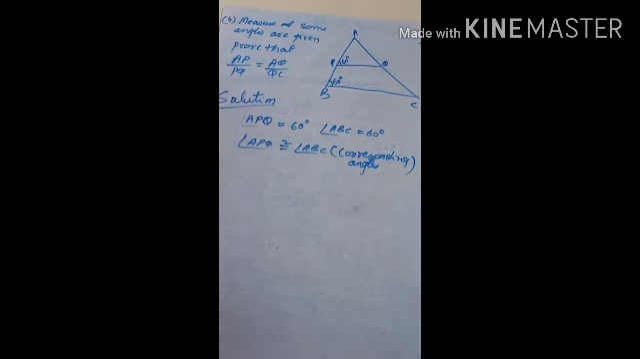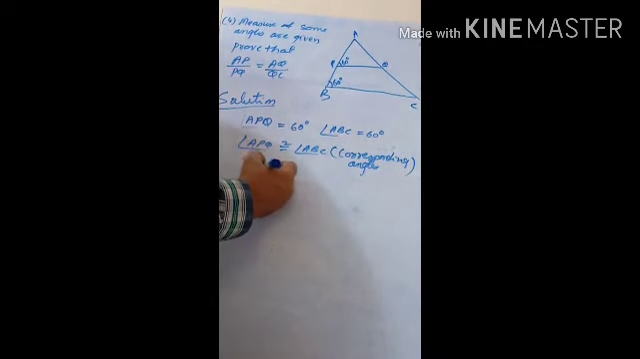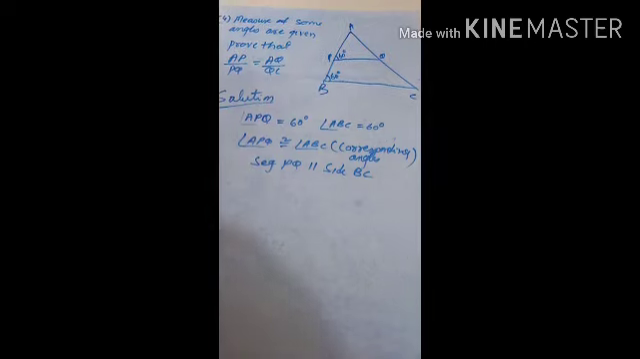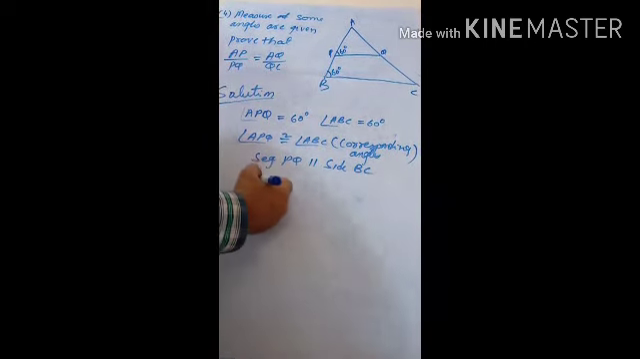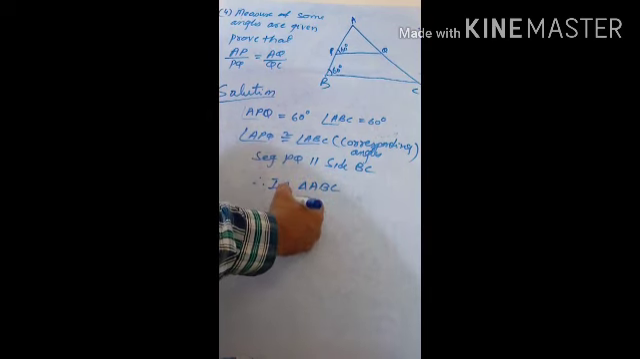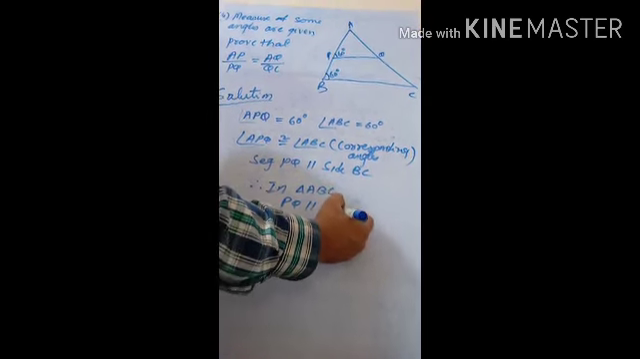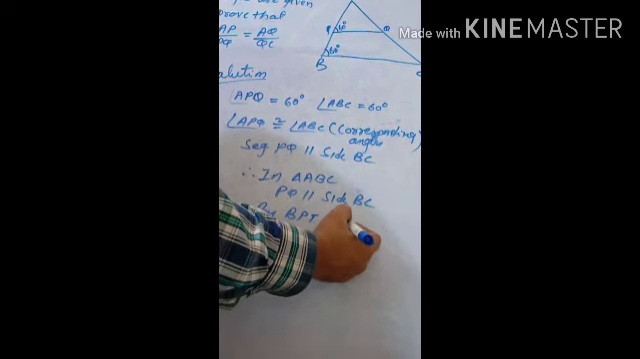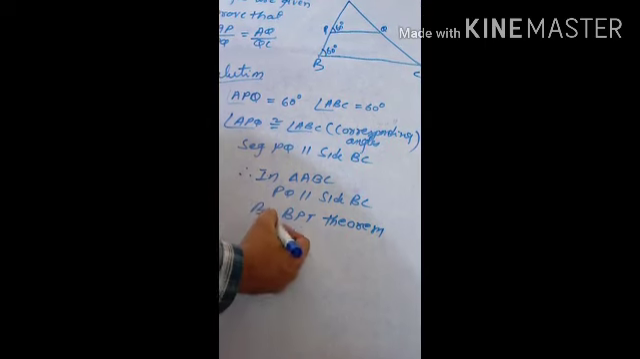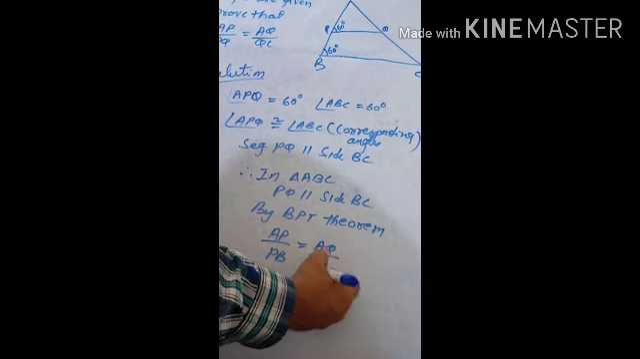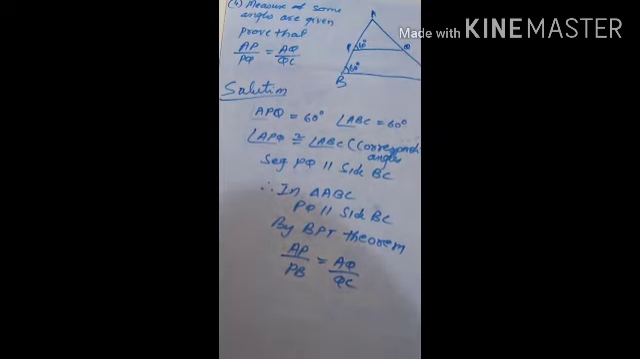So, by the converse of corresponding angles, when two angles are corresponding and they are congruent, corresponding angles are always congruent. So, segment PQ is parallel to side BC. Therefore, in triangle ABC, PQ is parallel to side BC, therefore by BPT theorem, AP upon PB is equal to AQ upon QC. It is proved. AP upon PB is equal to AQ upon QC.